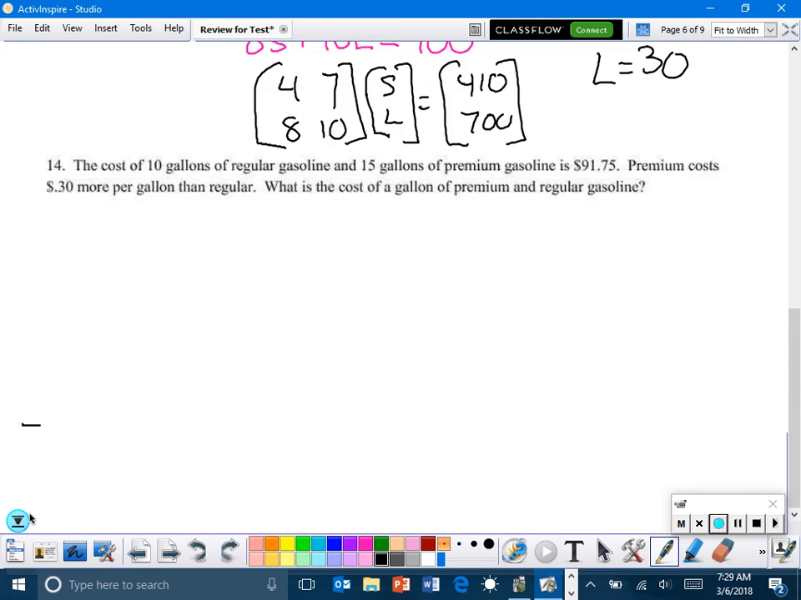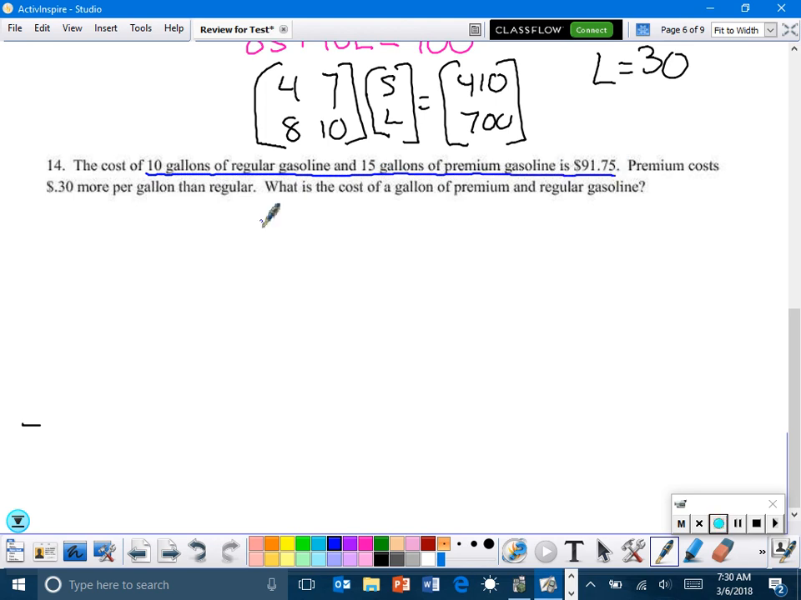Now this problem, number 14, is the one problem where you are going to get a decimal answer because we are dealing with the price of gas. So 10 gallons of regular, 15 gallons of premium is $91.75. Premium costs 30 cents more than regular. What is the cost for the premium and the regular? All right, so here we go. So 10 gallons, 15 gallons, $91.75.